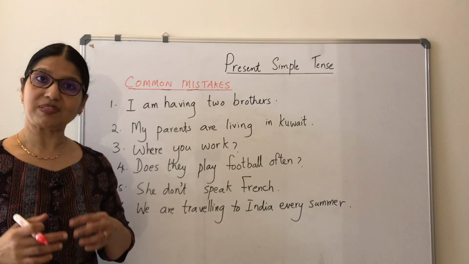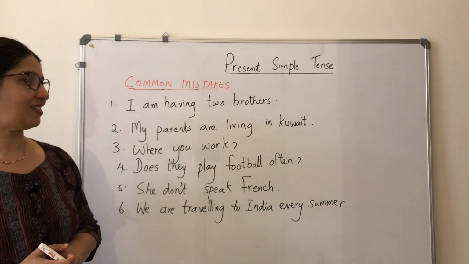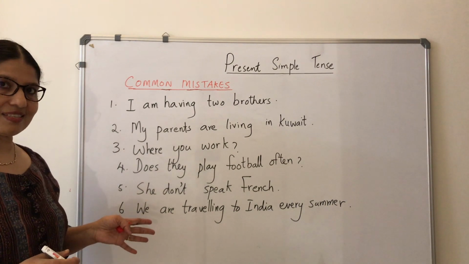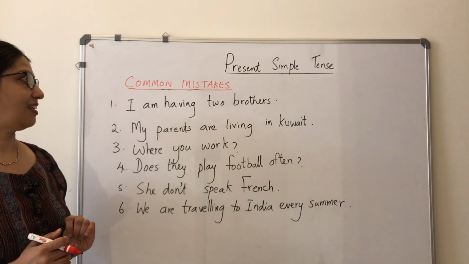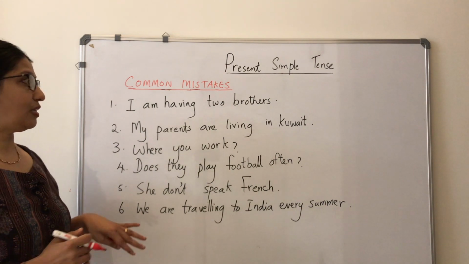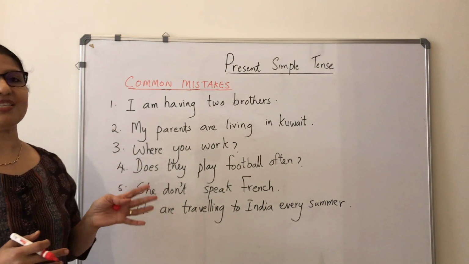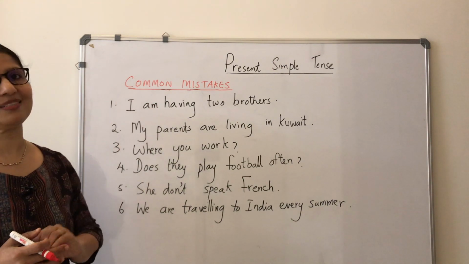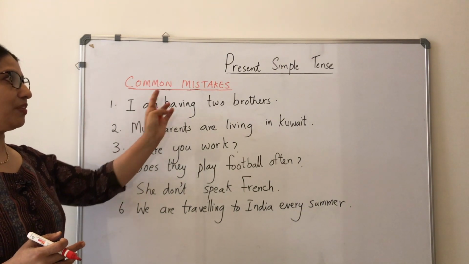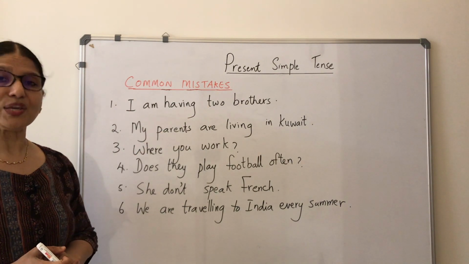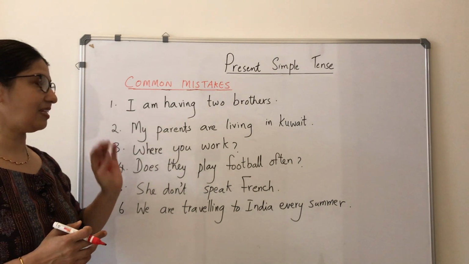Now it's time to have some fun spotting the errors. I've given here 6 sentences, and in each of these sentences you will find some mistake. In fact, here you will find most of the common mistakes people make while using present simple tense. Let's begin with the first sentence. I'm having 2 brothers. Are you able to find the mistake in this sentence?